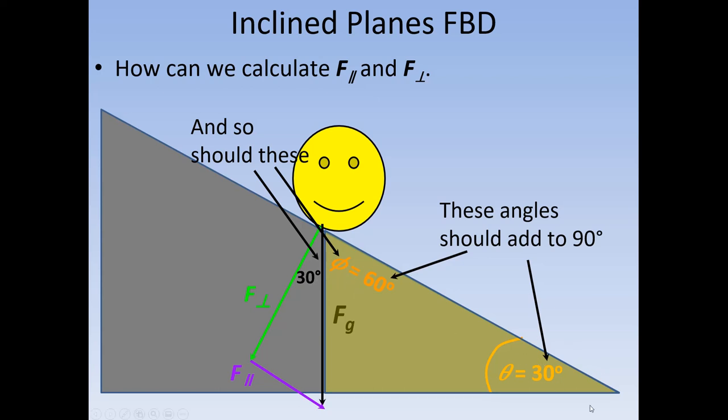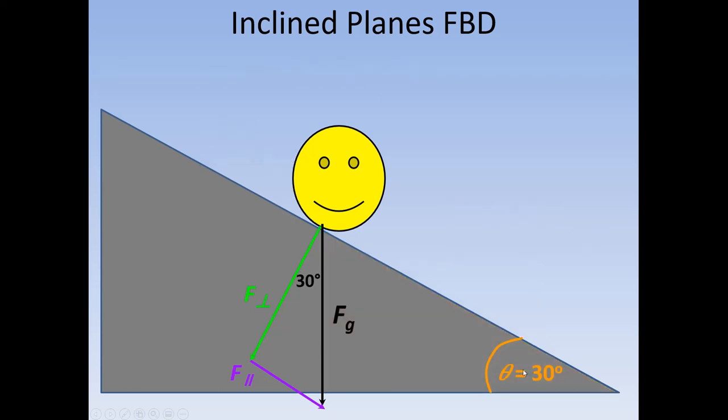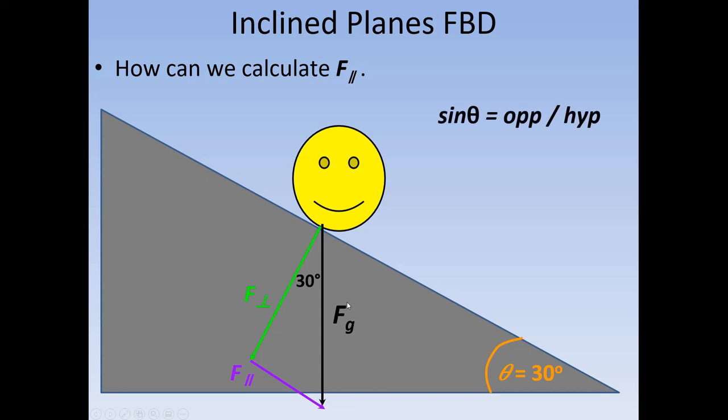So we see that the main takeaway is that the angle within this little right triangle, formed by the hypotenuse FG, the component F parallel, and the component F perpendicular, is the same angle as the ramp's incline. Now that I have that, we can use SOHCAHTOA to figure out what F parallel and F perpendicular are. F parallel is opposite the angle, and FG is our hypotenuse, so we're going to use sine. Plug my numbers in, and we get that F parallel is equal to FG sine theta.